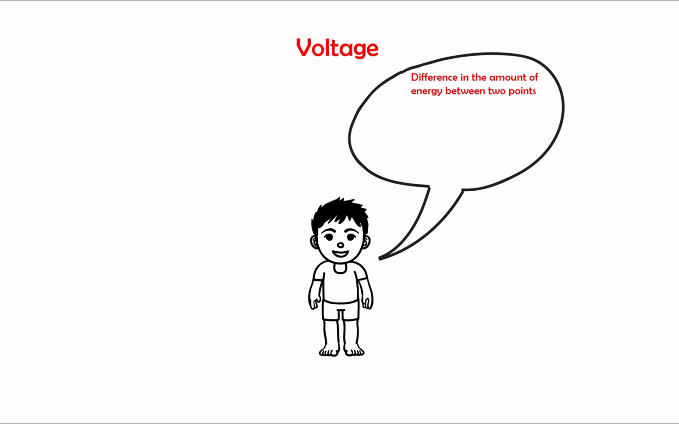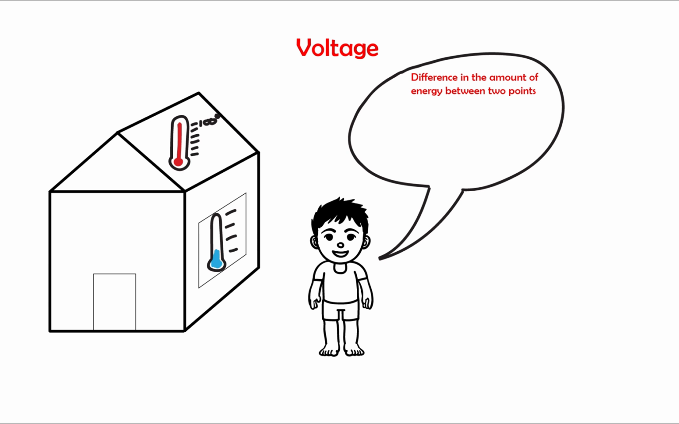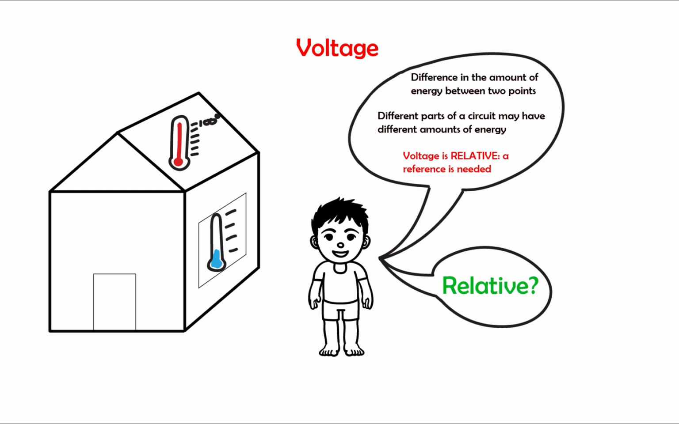What is voltage? You can think of voltage as the difference in the amount of energy between 2 points in a circuit. Just like different rooms in your house may be at different temperatures, different parts of a circuit may have different amounts of energy. What makes voltage tricky is that it's relative. You cannot define voltage as a single point without establishing a reference.